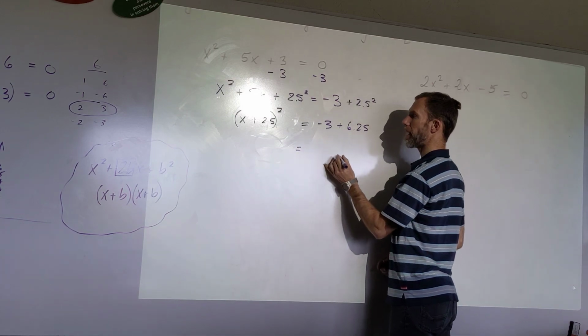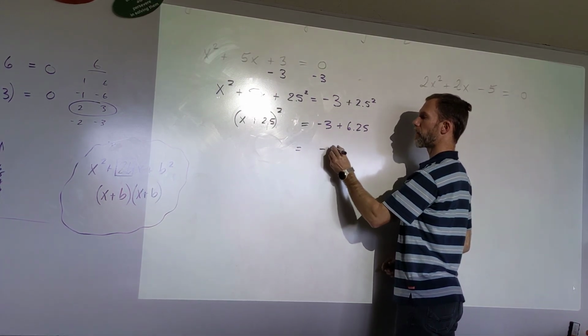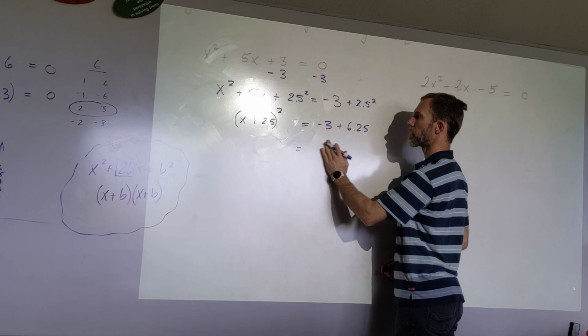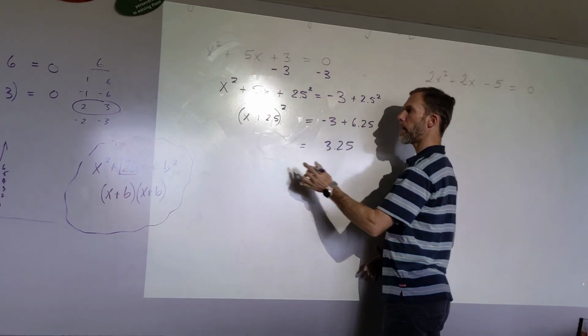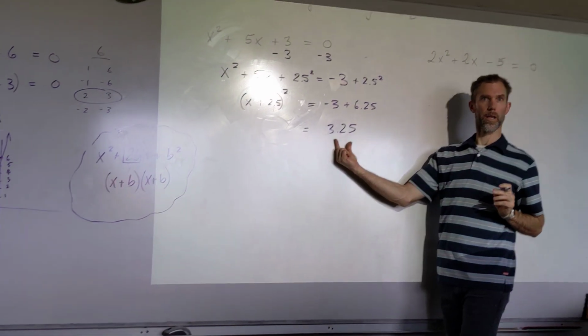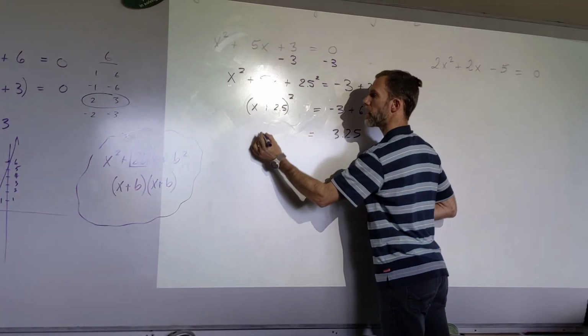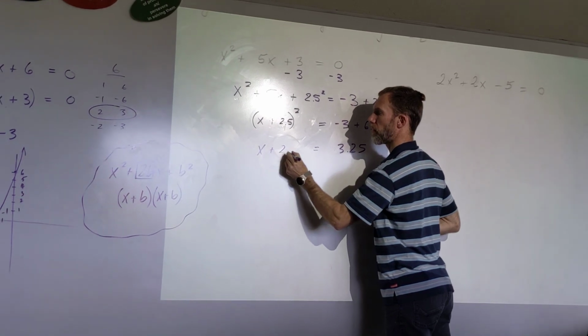So I'm going to make that as what? 6 minus 3 is just 3.25. Okay? So I simplify that. Everyone good with that? Yes. Okay. This here, x plus 2.5.